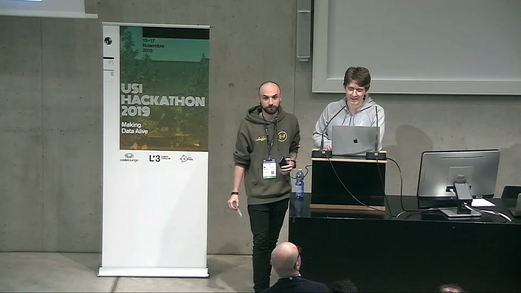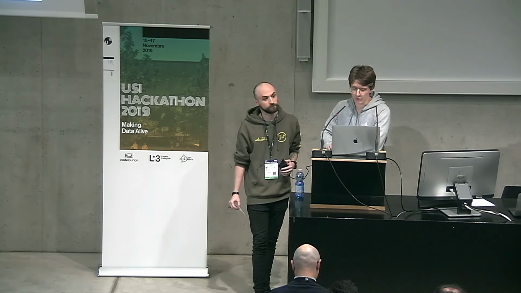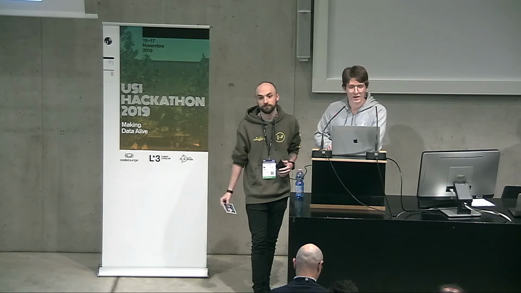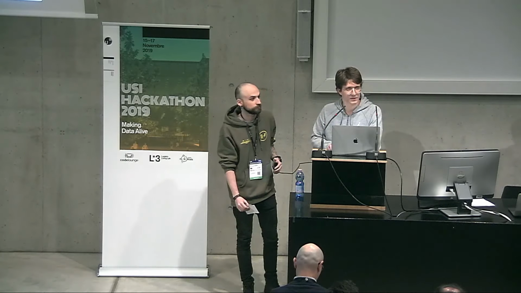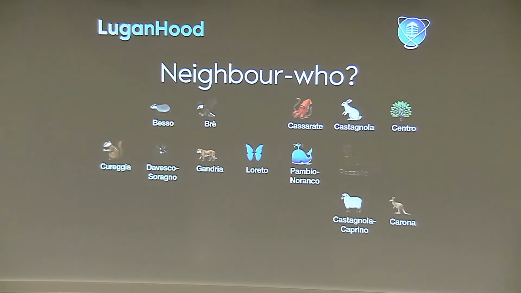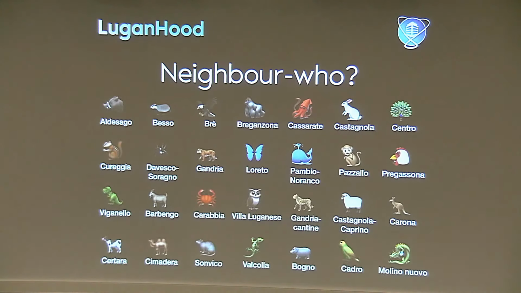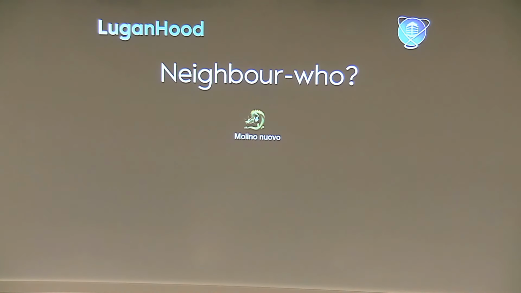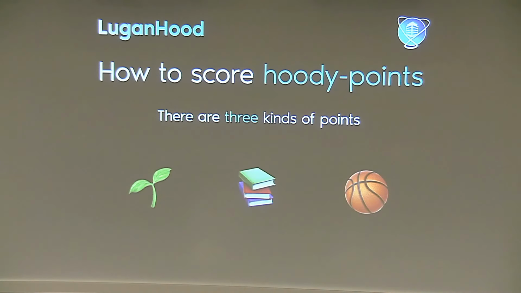To do that, we built a competition among them where you, the citizen, and your neighborhood will climb together to the top of a leaderboard. But who are actually your neighborhood? Well, as you may know, Lugano is divided in districts. So, for example, me and Lorenzo are from Molino Nuovo, so we should band together to earn ADI points, which are the points that we use to reach the top of the leaderboard.